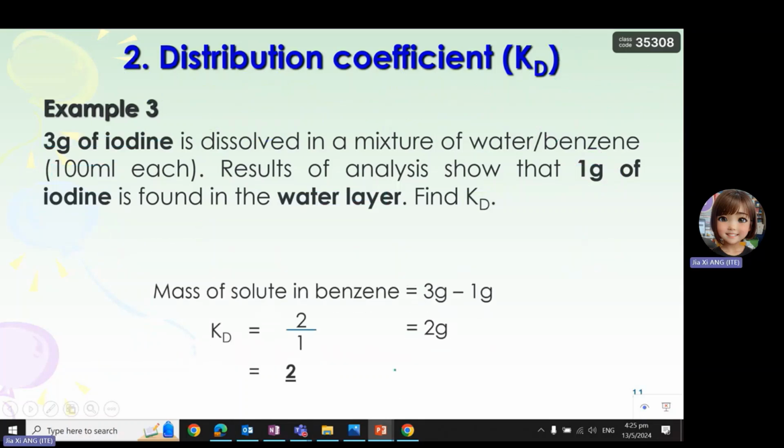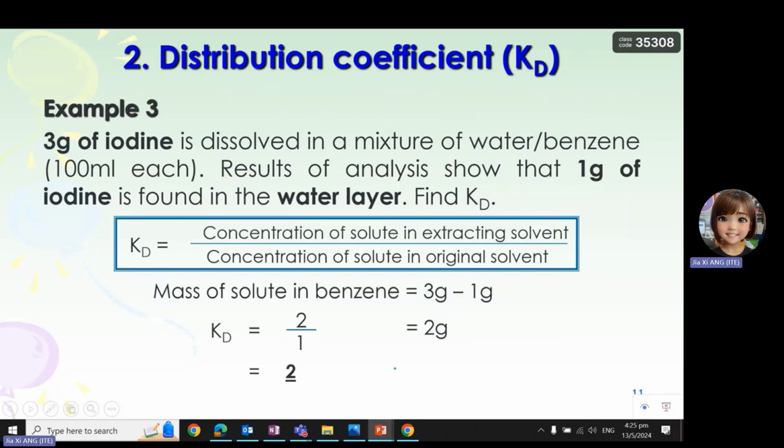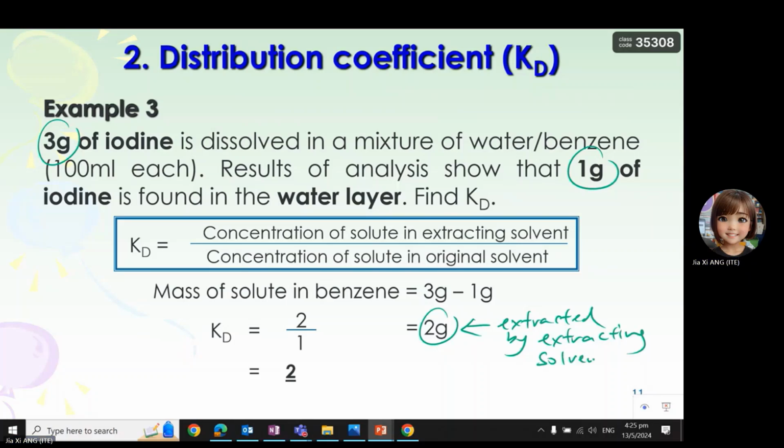So let's look at the MyConnection answer. Similarly, they took 3 grams minus 1, because at first you have 3 grams of iodine and then 1 gram is left in the water. That means 2 grams is being extracted by the extracting solvent. Substitution is based on after extraction.